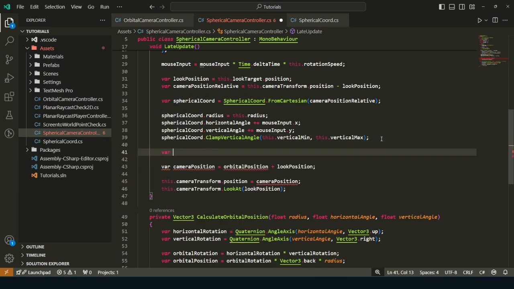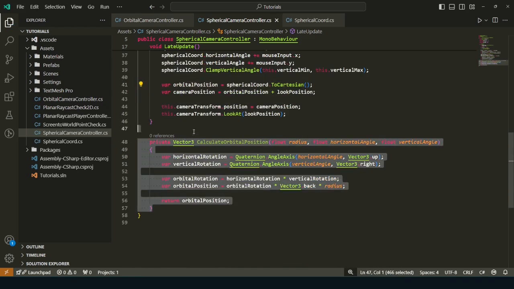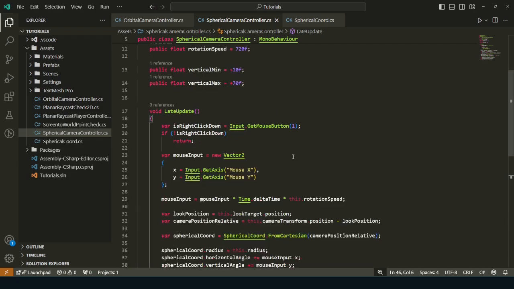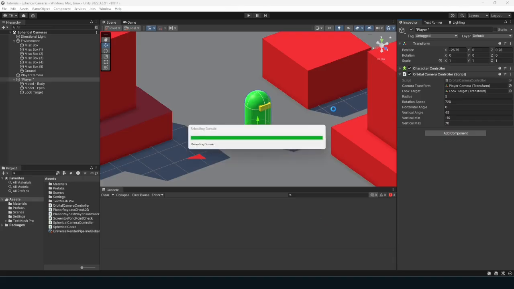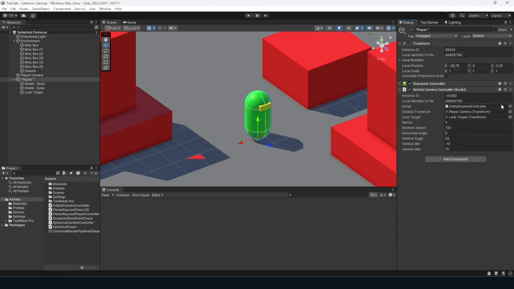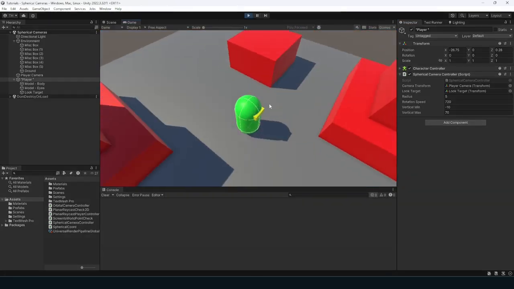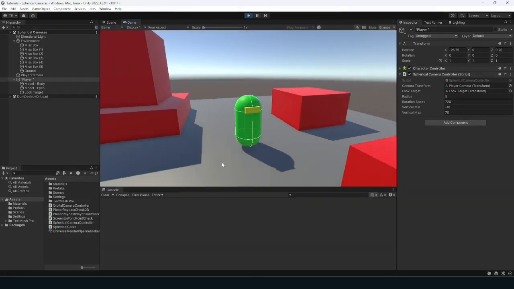Now we need to get our orbital position back. So orbital position is going to be our spherical coord to Cartesian, this one we defined earlier. We already have a camera position, and we're not using this anymore. So if everything worked out correctly, we should be able to go back to here. We still have our old component over here. Rather than swapping out, I'm just going to do this little trick. Note that everything is still preserved. And I'm going to hit play. And it works. How cool is that?